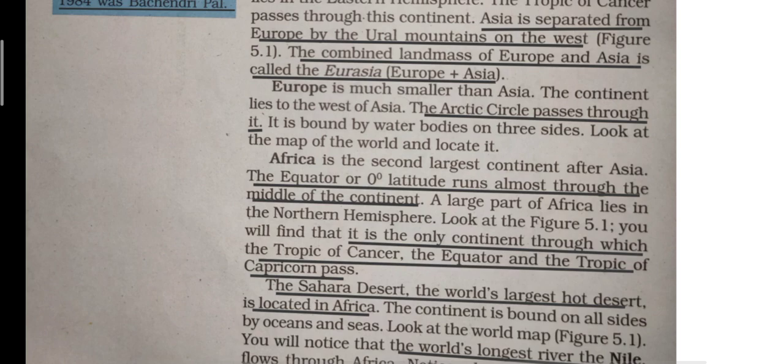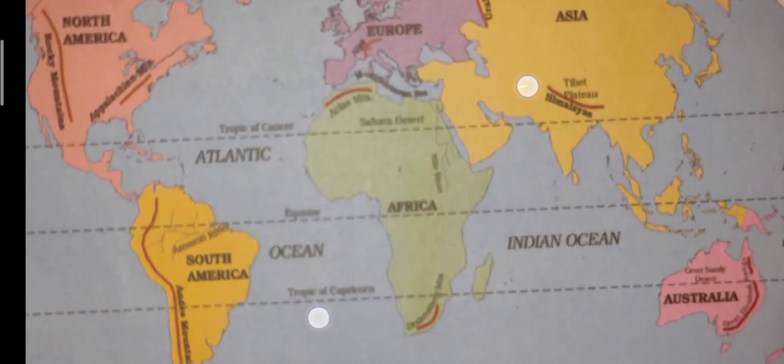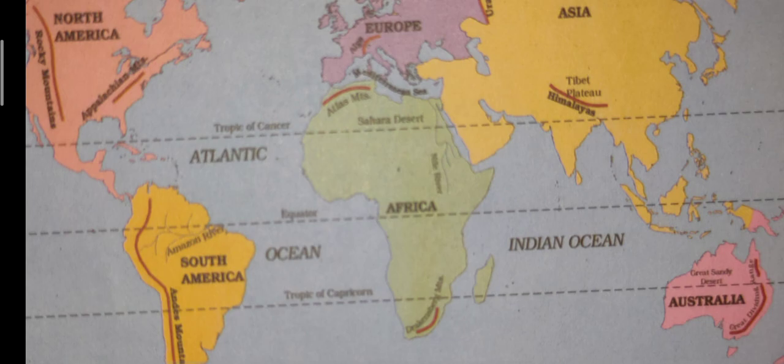So children, Africa is the second largest continent after Asia, and equator, which is also known as the 0-degree latitude, passes through the center of Africa. You can see here children, this green colored landmass in the center is Africa, and equator is passing through the center of Africa. And children, maximum part of Africa lies in the northern hemisphere, and a very small part of Africa lies in the southern hemisphere.